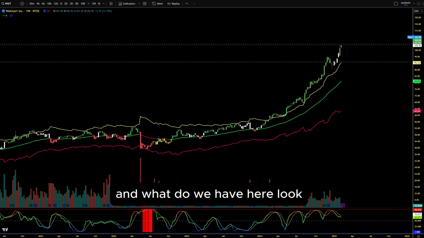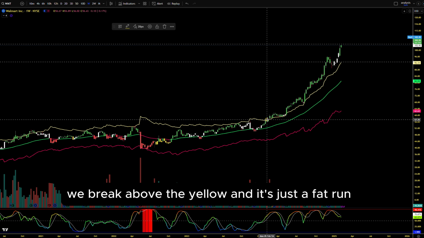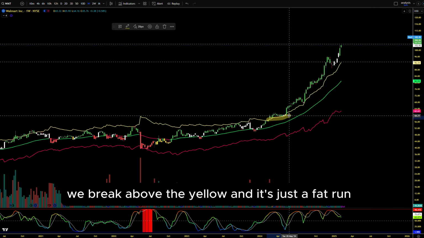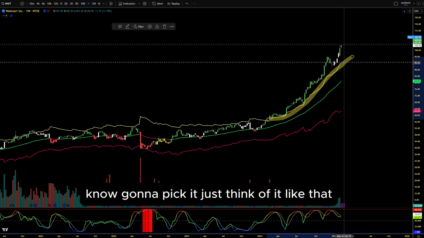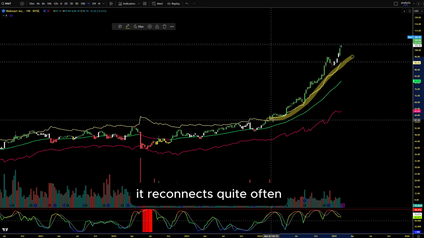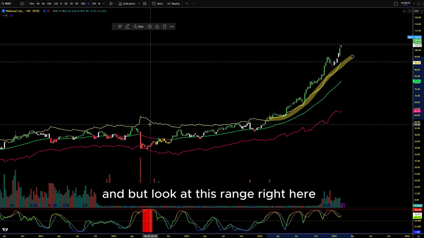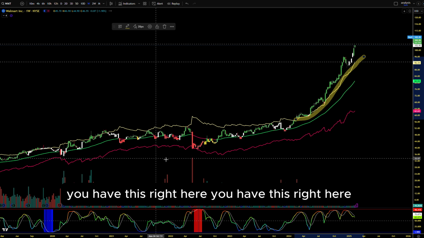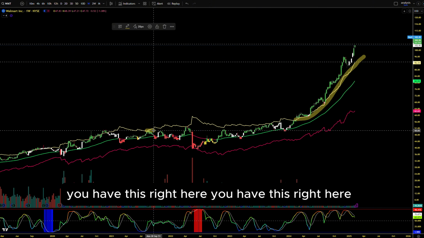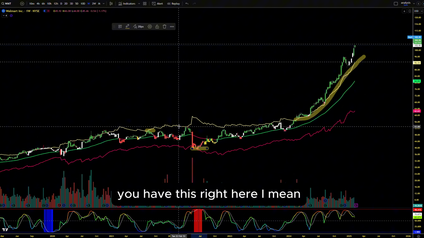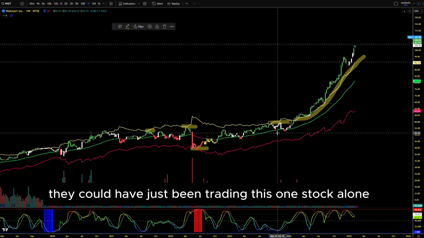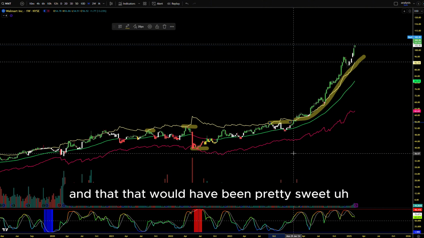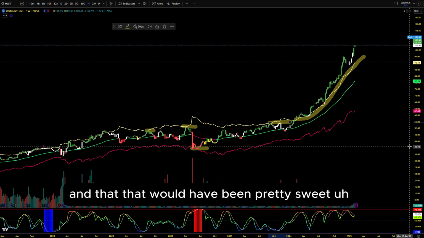And what do we have here? Look, we break above the yellow, and it's just a fat run. Now, eventually this is going to reconnect. Just think of it like that. It reconnects quite often. But look at this range right here. You have this right here, this right here, this right here. I mean, anybody who was just trading this one stock alone, that would have been pretty sweet.